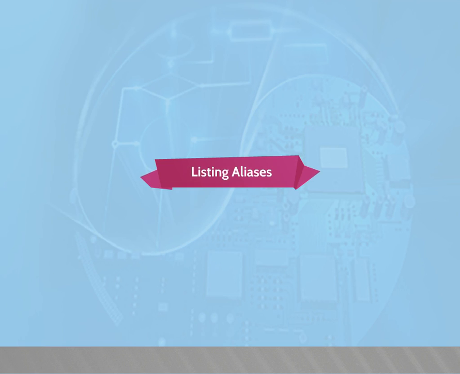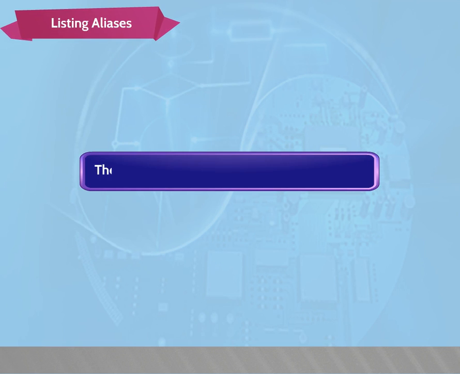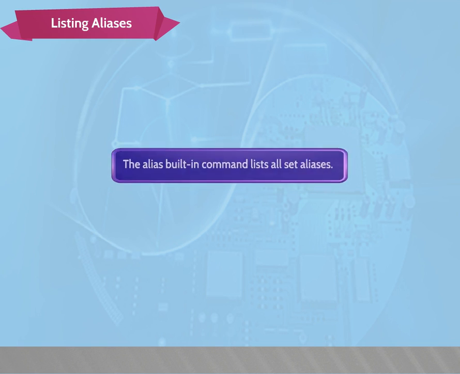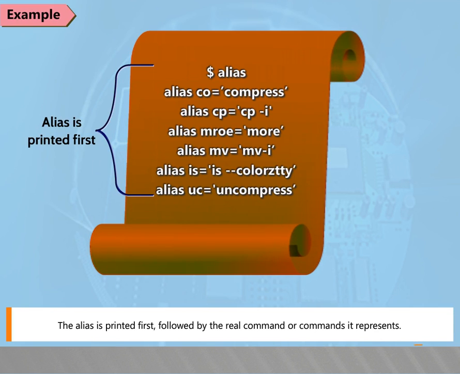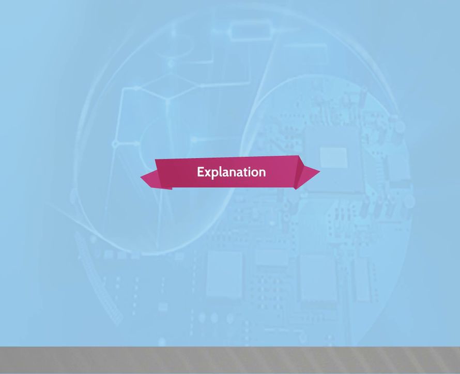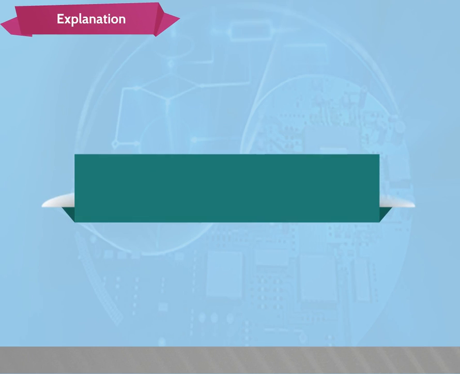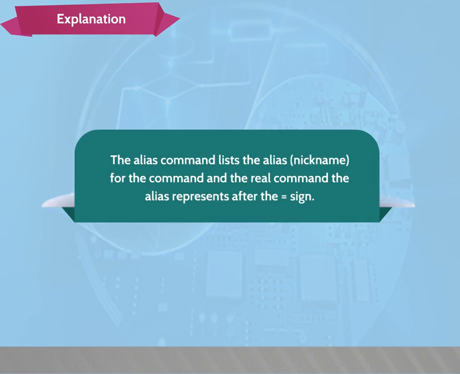Listing aliases. The alias built-in command lists all set aliases. Example. The alias is printed first, followed by the real command or commands it represents. Explanation. The alias command lists the alias, that is, the nickname for the command, and the real command the alias represents after the equal sign.